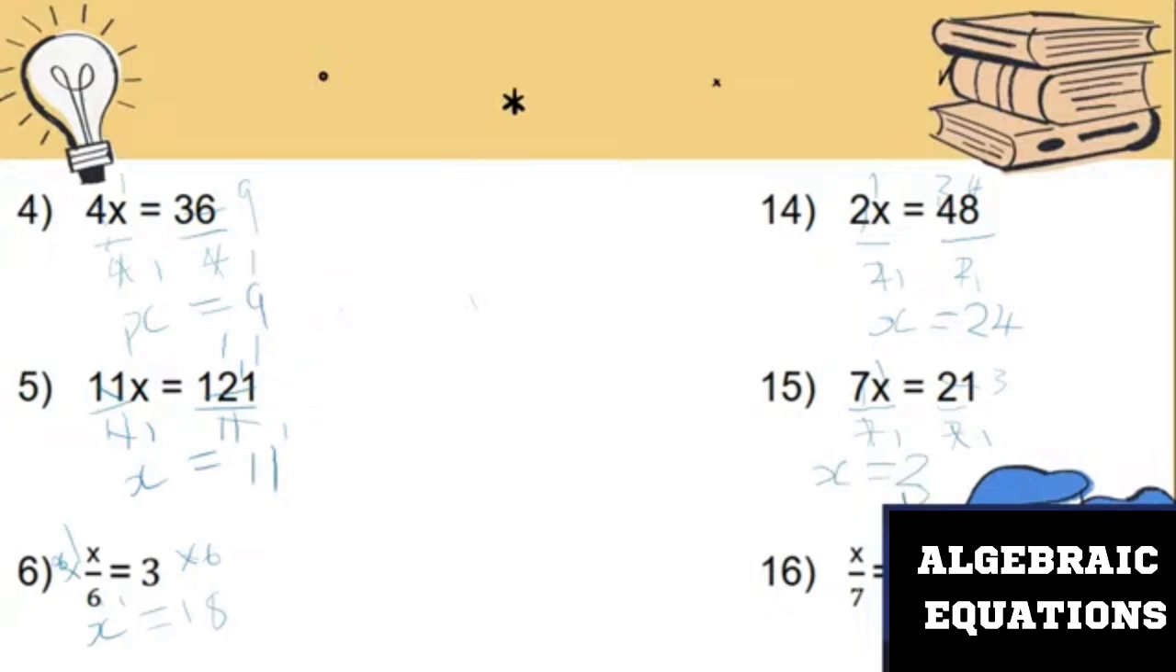And then in this one again, we have a fraction. So we're going to multiply by the denominator of the fraction. Here we're going to multiply by 7. So x is equal to 9 times 7, which is equal to 63.